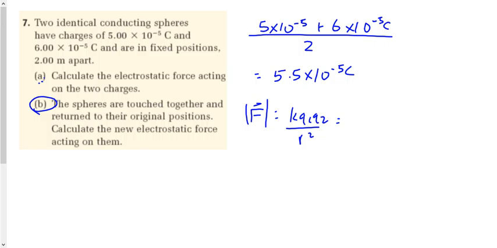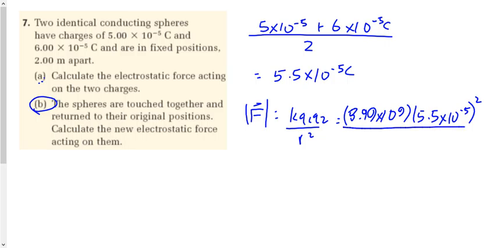Same deal here, except that we've only got 2 charges that we need to touch together. So we've got 8.99 times 10 to the 9 times 5.5 times 10 to the negative 5. Now I'm running out of space here, so what I'm going to do is just square that. We've done that before, right? If the charges are the same, we can just square it if we want. It's the same thing. Divide it by my distance, which is 2.0.